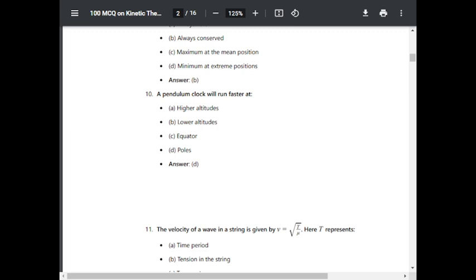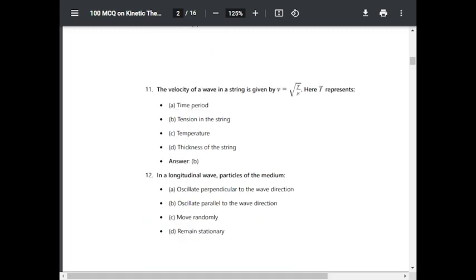Question number 10. A pendulum clock will run faster at: option A higher altitude, option B lower altitude, option C equator, option D poles. A pendulum clock will run faster at poles. Option D is correct. Question number 11. The velocity of a wave in a string is given by V is equal to under root T by mu.